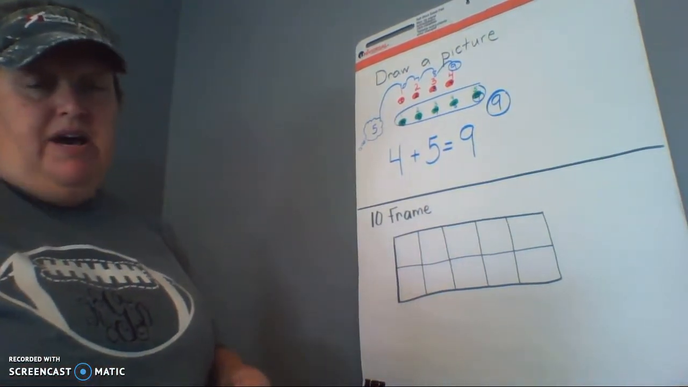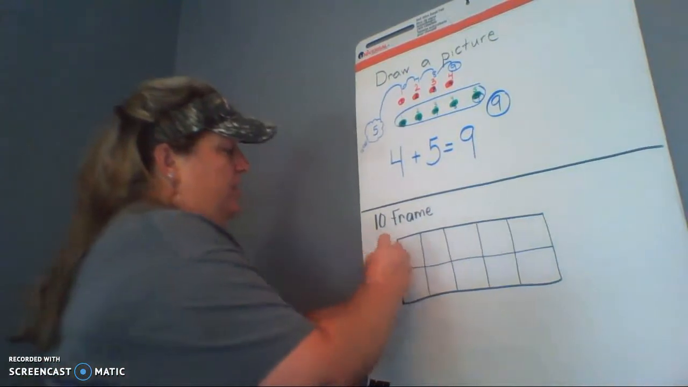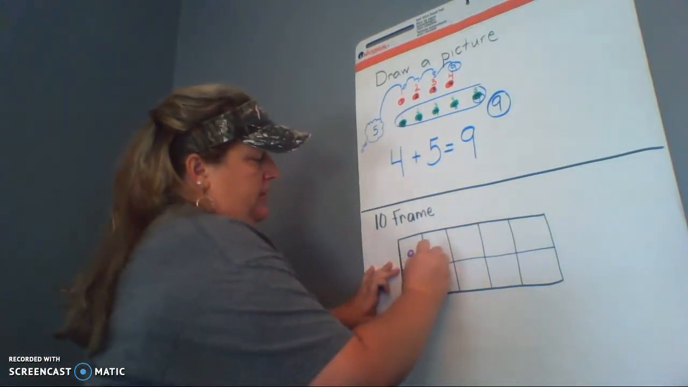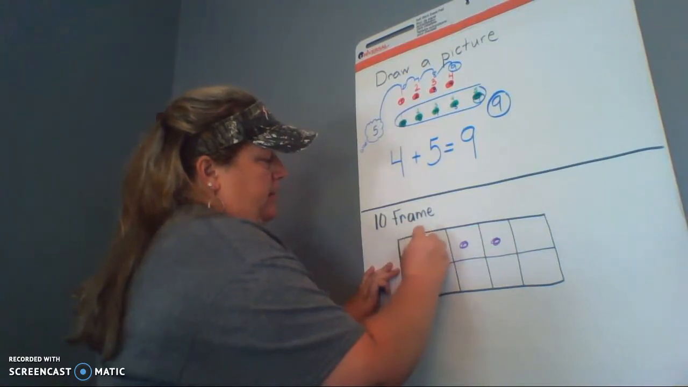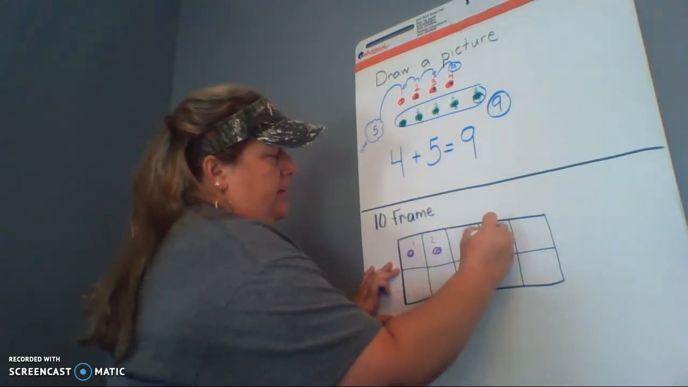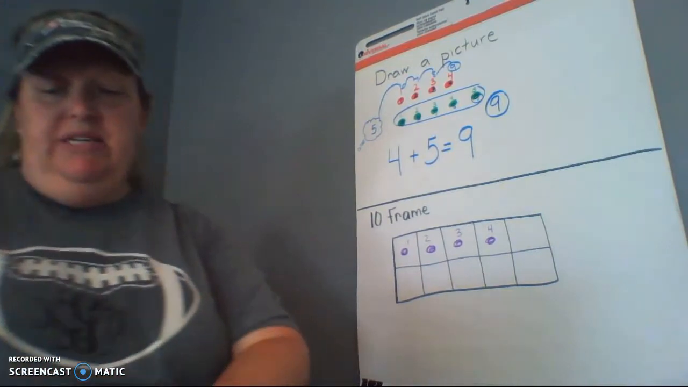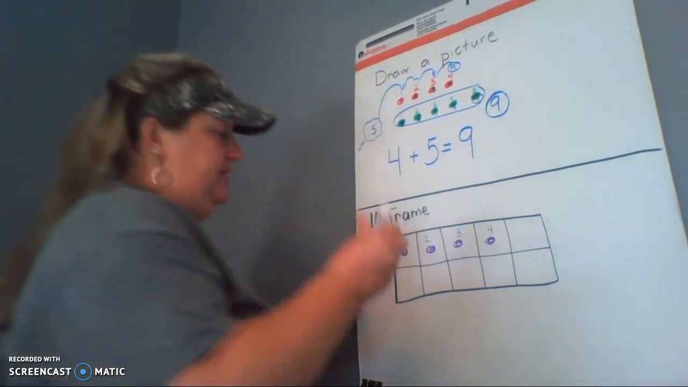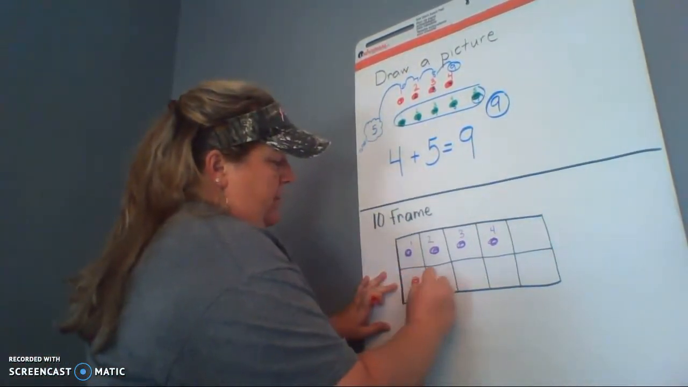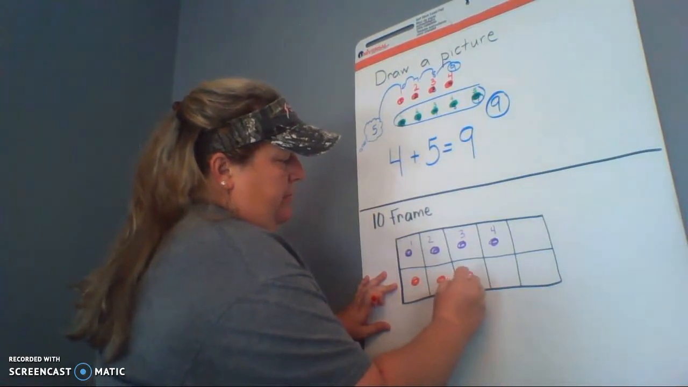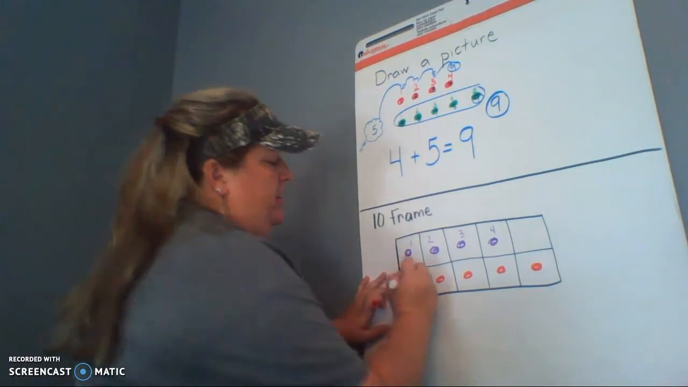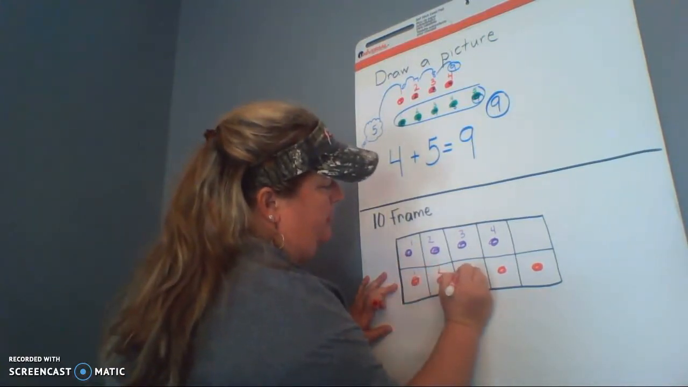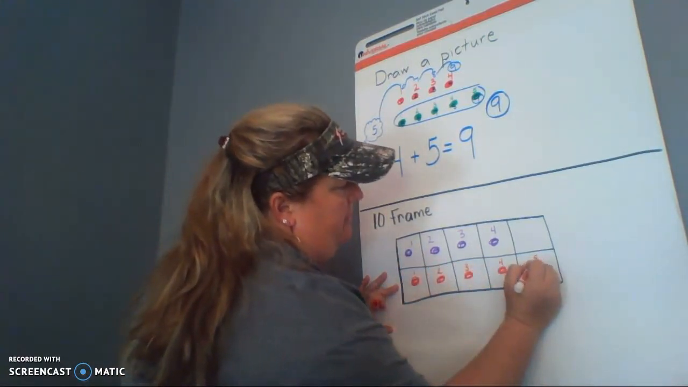So again, the word problem said 4 kids were on the bus. So I'm going to put 4 kids on the bus. 1, 2, 3, 4. And then the bus stopped and 5 more kids got on the bus. 1, 2, 3, 4, and 5.